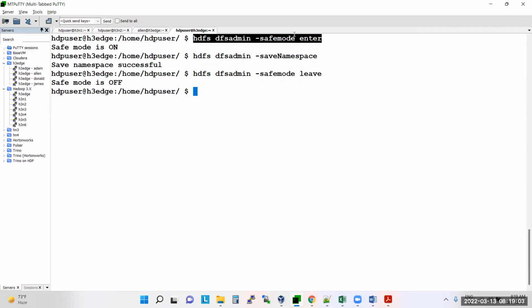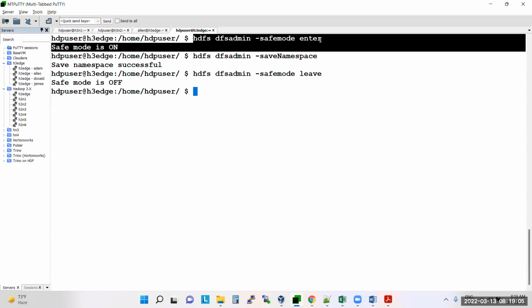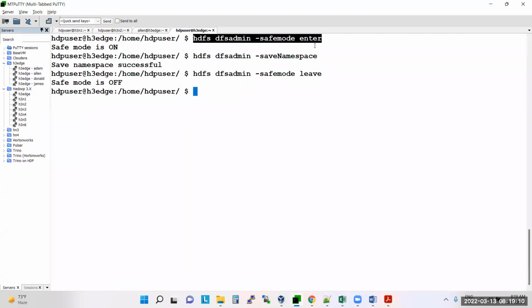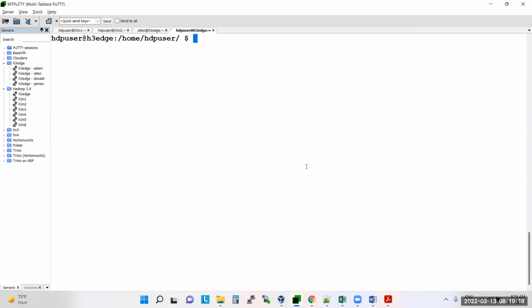You fire this command from name node machine, or from data node machine, or from secondary name node machine or from edge node machine. At the end of the day, the command will go and hit name node only. Understood? So you can run it from anywhere, no problem at all. But the name node only performs the checkpoint, manual checkpoint.